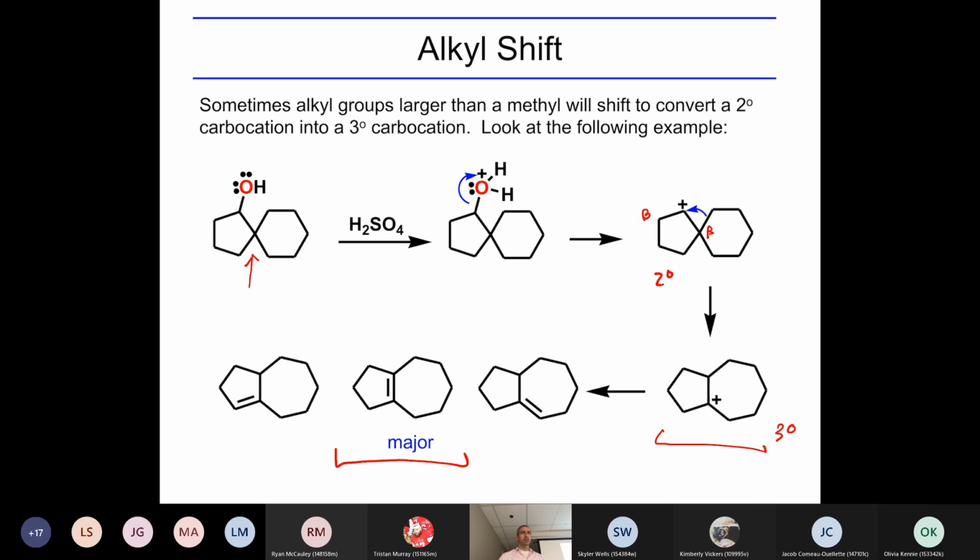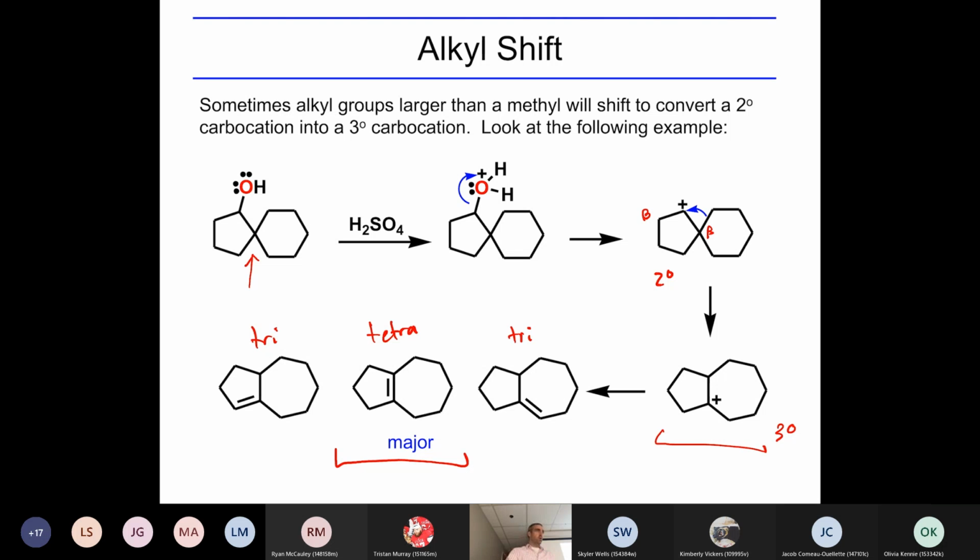Anyone tell me why that one is the major alkene product and not the other two? How do we tell which is major? Very good. This one is tetrasubstituted. These ones are both tri, which is okay, but tetra is better. The most stable one is going to be the major product here.